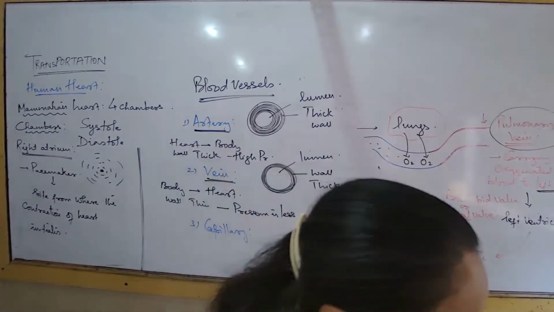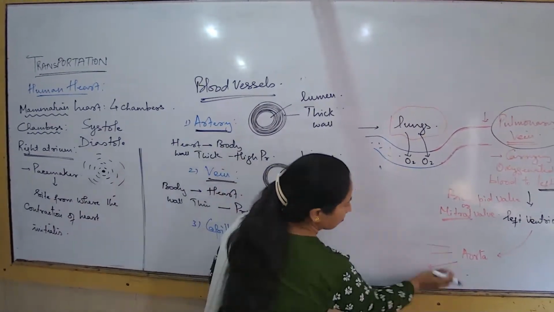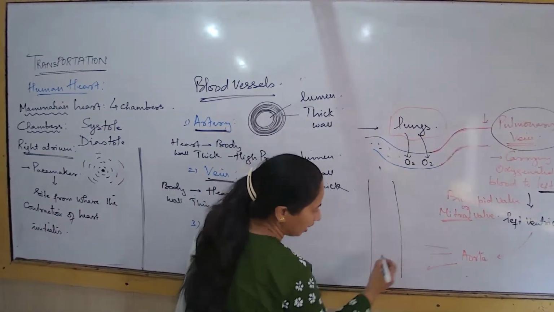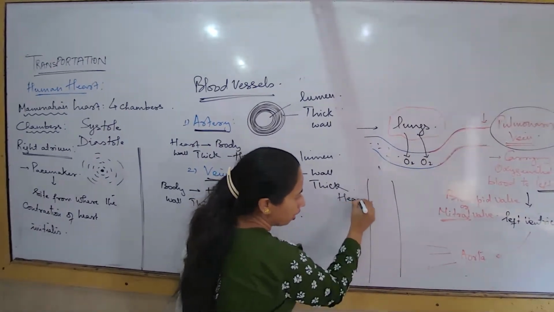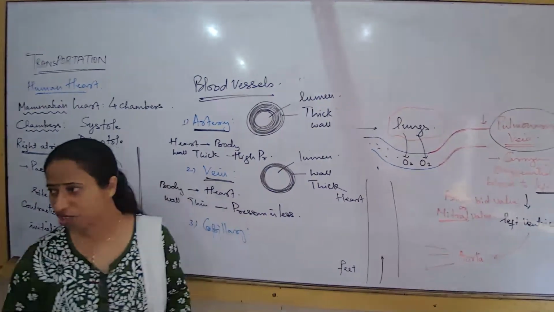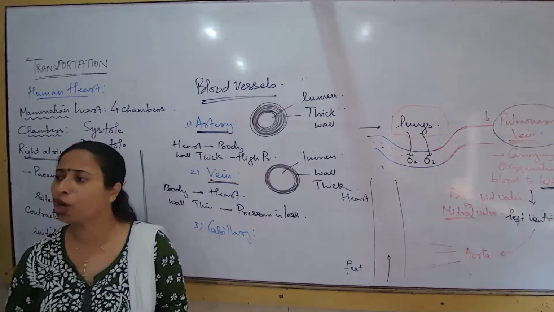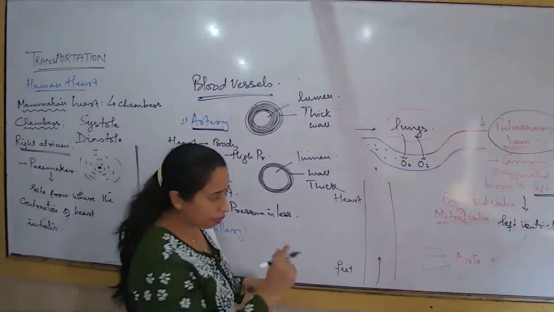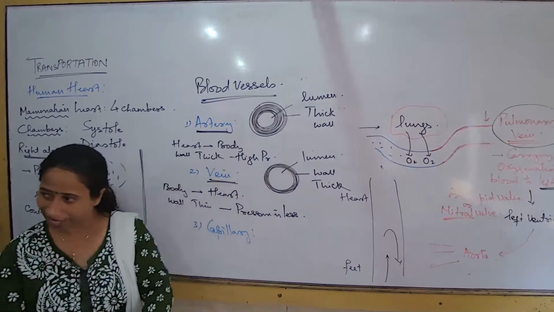So, is it possible if I talk about this vein here, which is taking the blood from the feet to the heart, and the blood which is moving, obviously the blood is moving at a very slow pace. Exactly. Pressure is very low. Since pressure is very low, are there chances that the blood may backflow again?